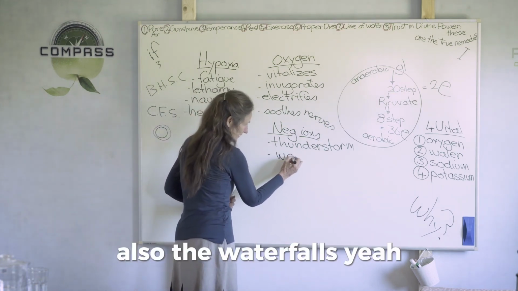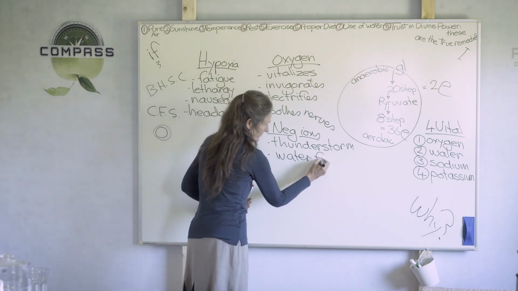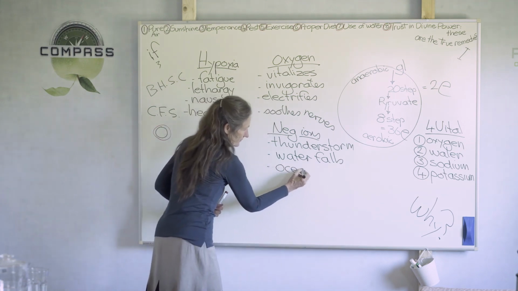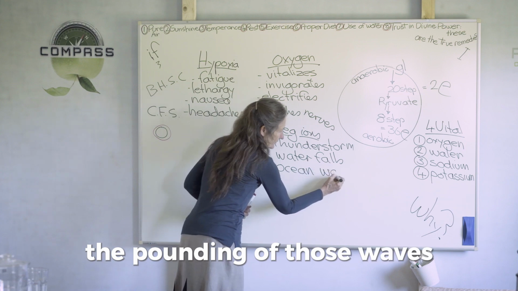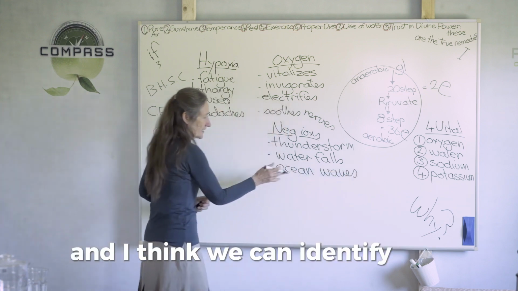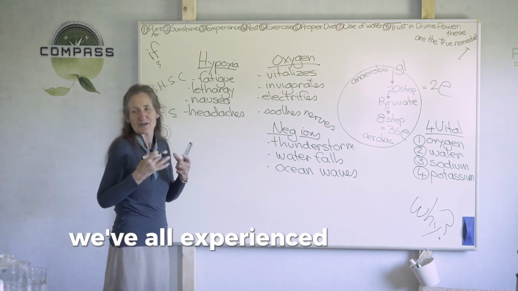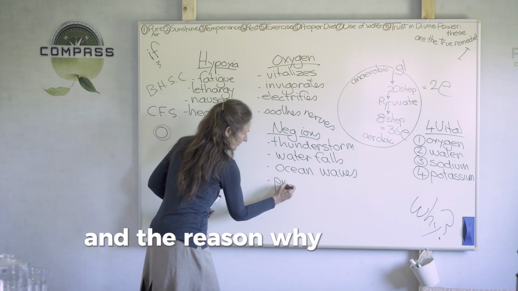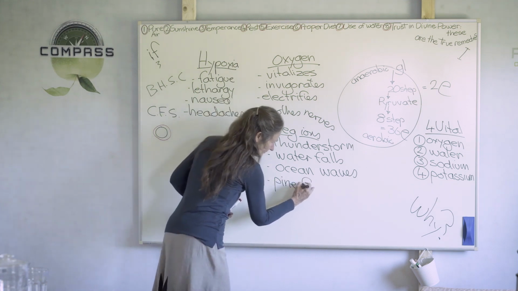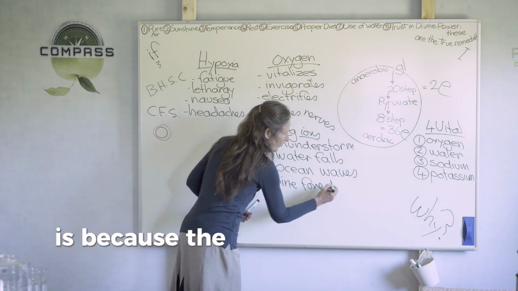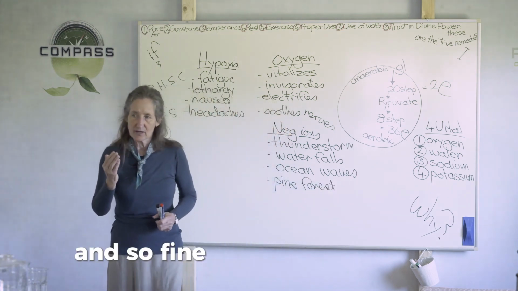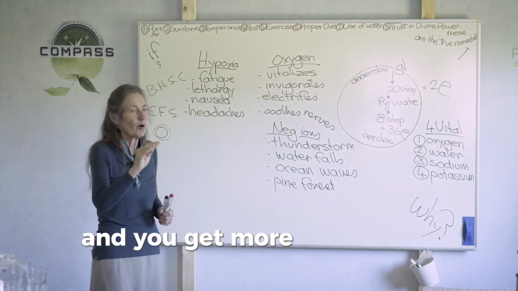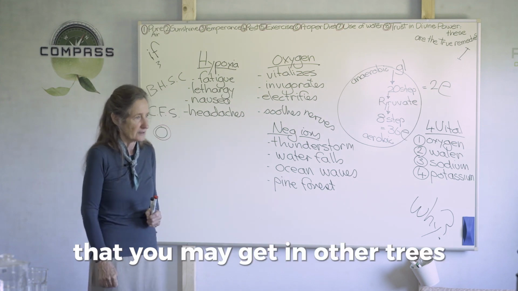Also the waterfalls. And ocean waves, the pounding of those waves. I think we can identify that we've all experienced the air in those places, but also the pine forest. The reason the pine forest has more negative ions is because the pine needles are so numerous and so fine, and so light that it only has to be the slightest breath of wind and you get more movement there than you may get in other trees.